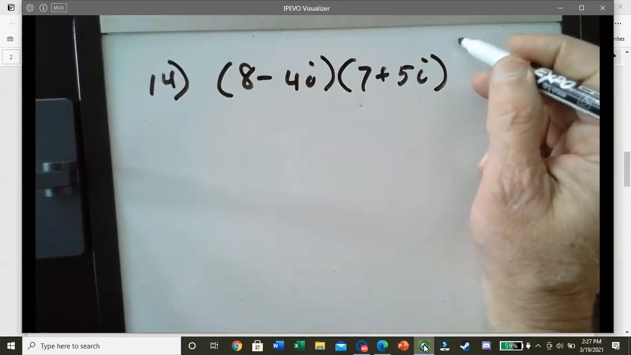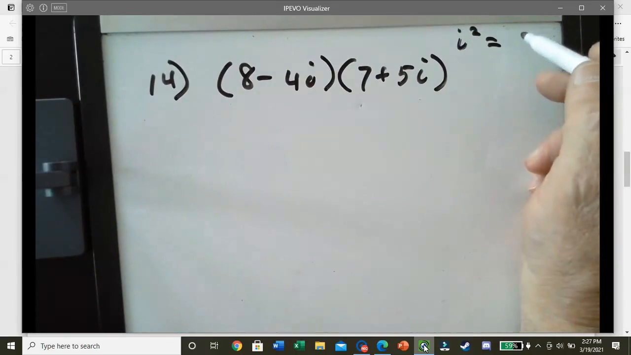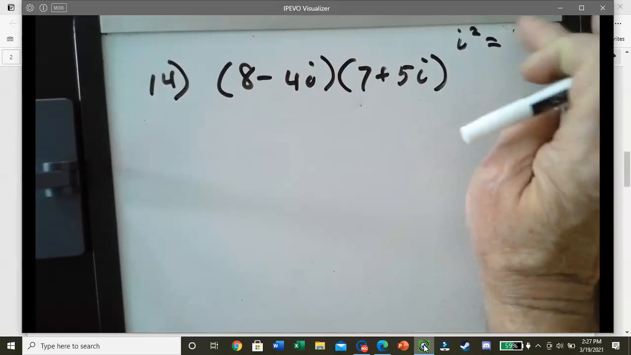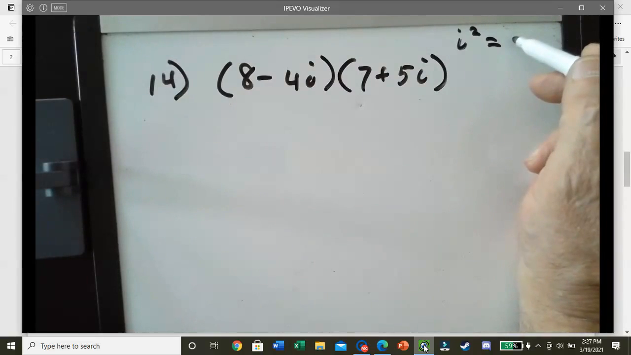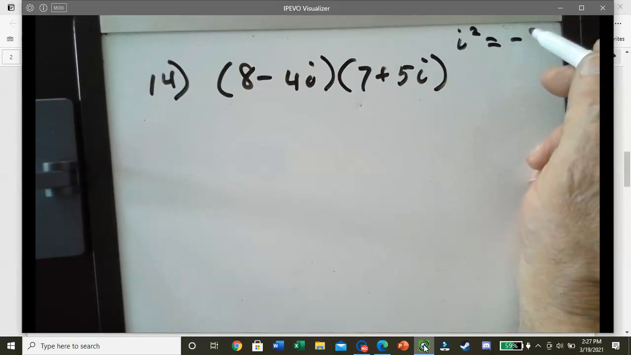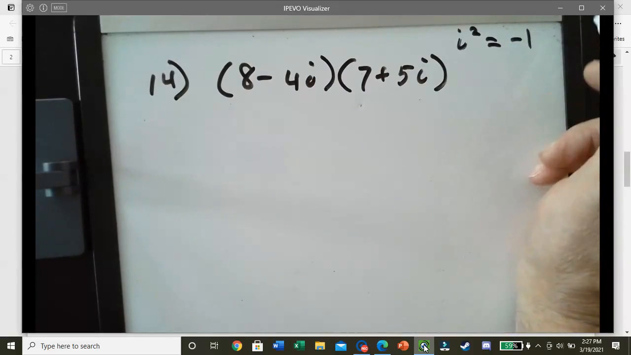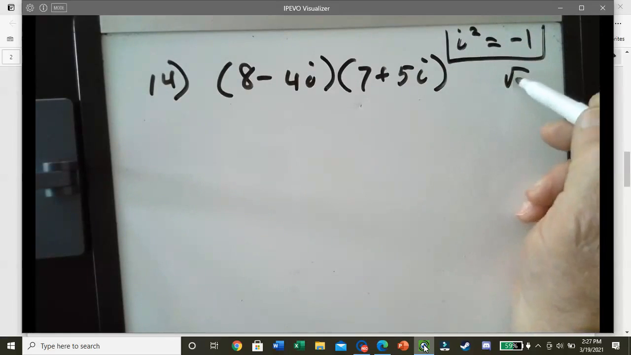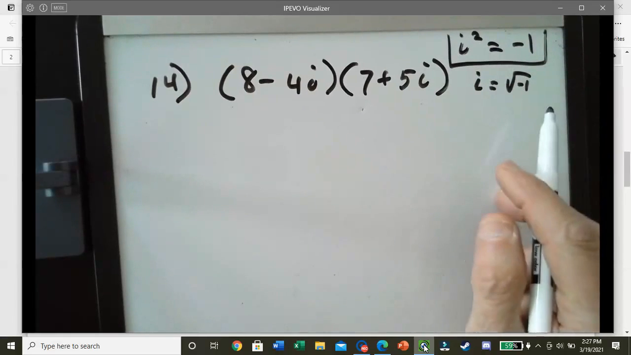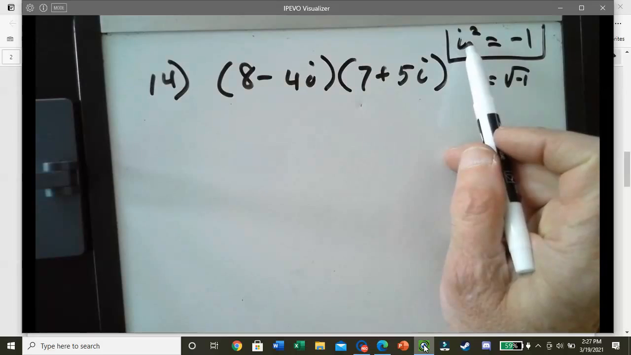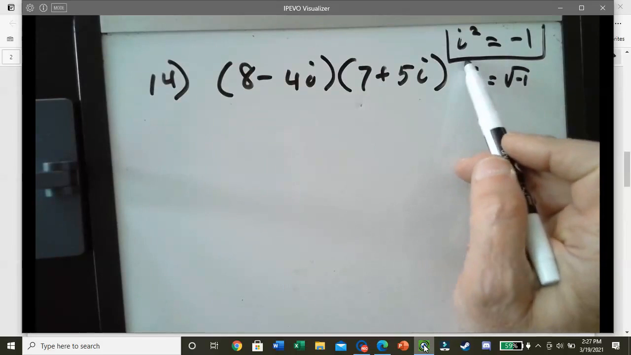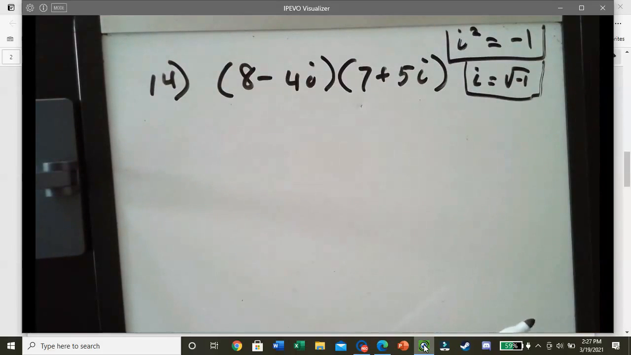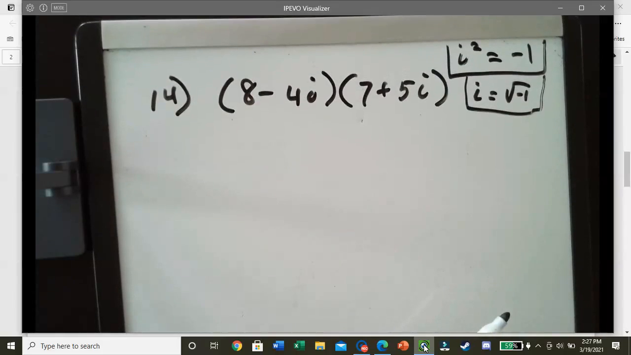And one thing that we got to remember here is i squared equals what? i squared equals negative 1. So we got to remember that. Just like the square root of negative 1 equals i, if we square both sides, we'd get i squared equals negative 1. So we want to put that up to the side and remember that.